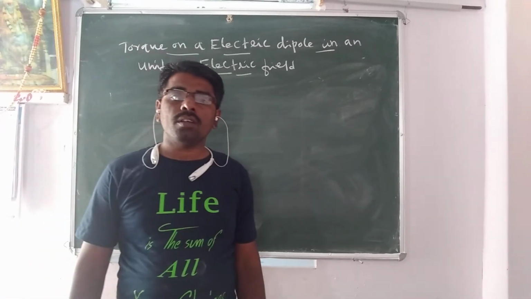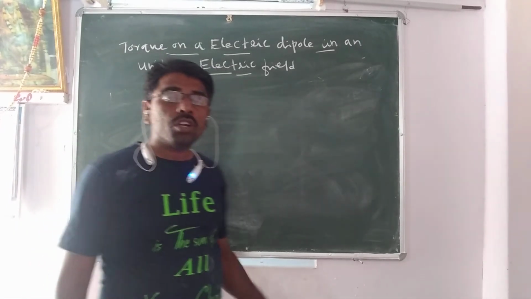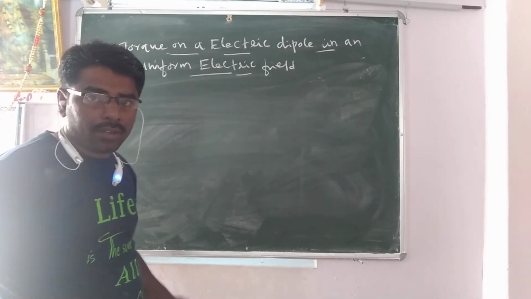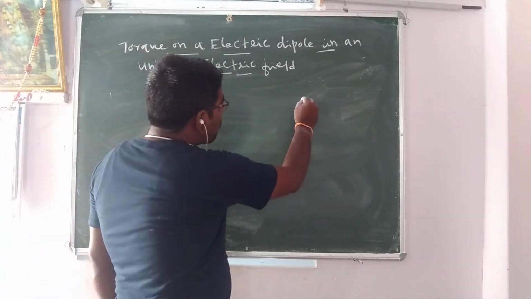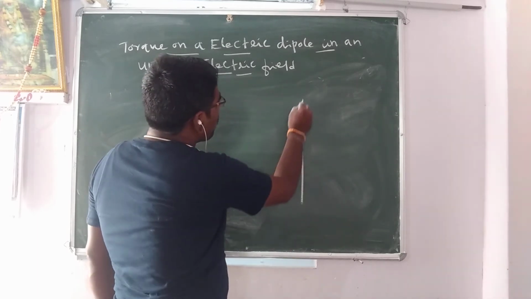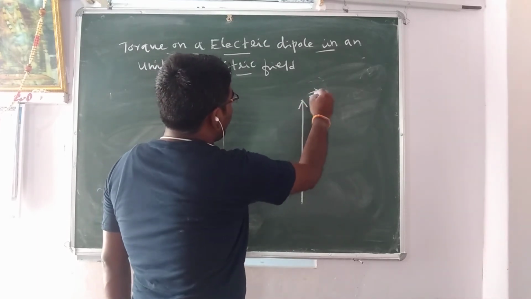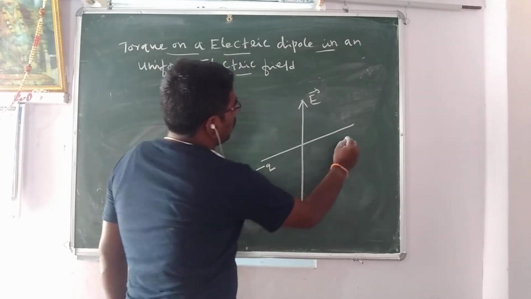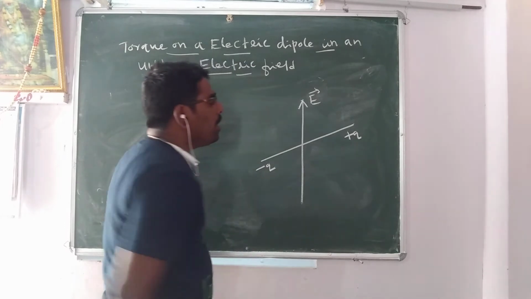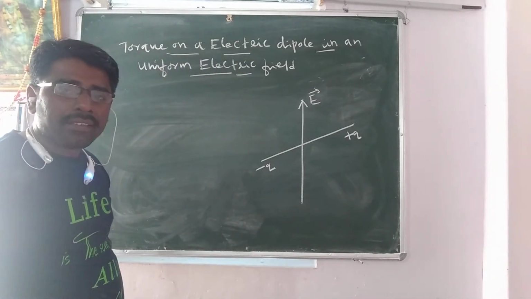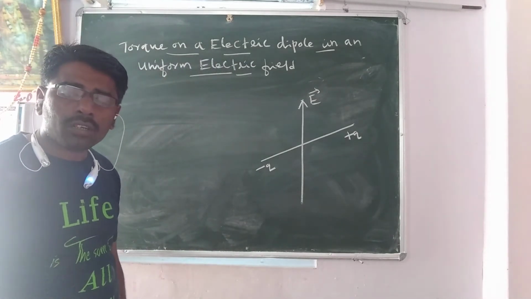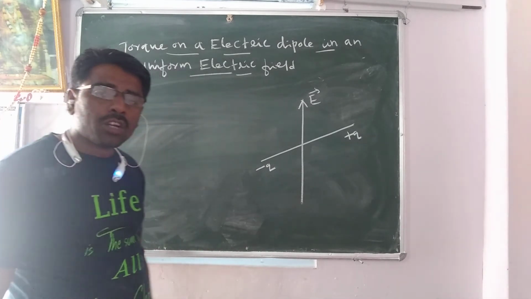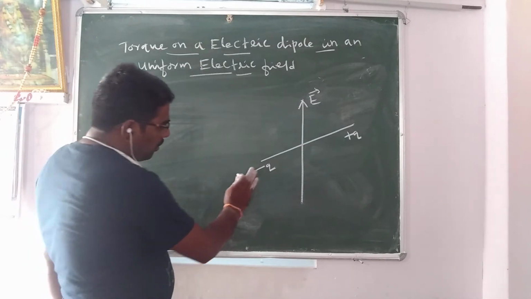Okay, dear students, now I will explain the torque on an electric dipole in a uniform electric field. When a dipole is placed in a uniform electric field E, it experiences torque. But the net force on the dipole is zero in a uniform electric field. It experiences torque. How does it experience torque?